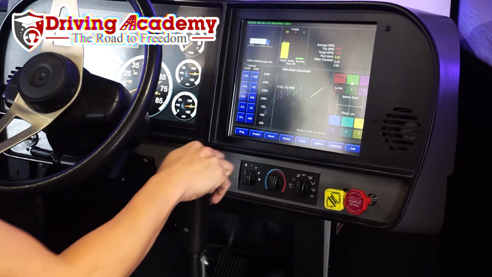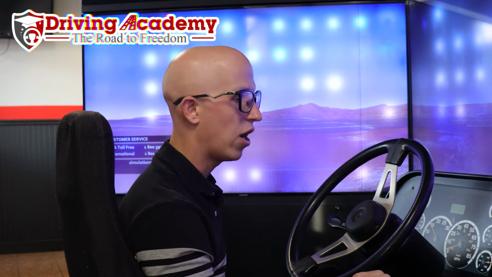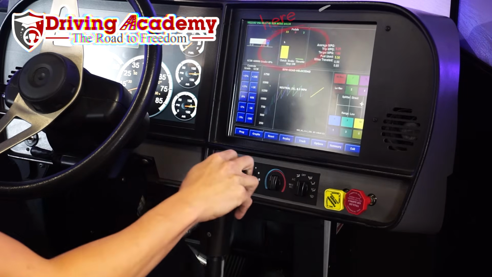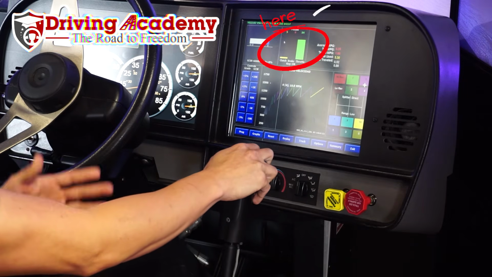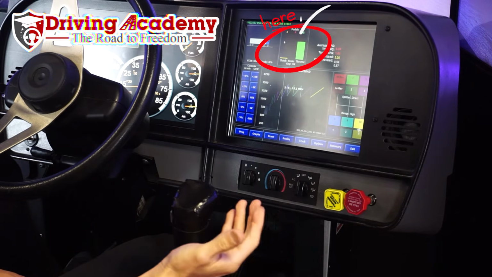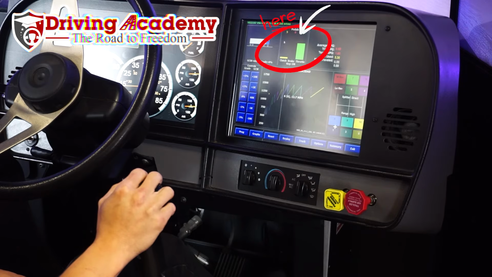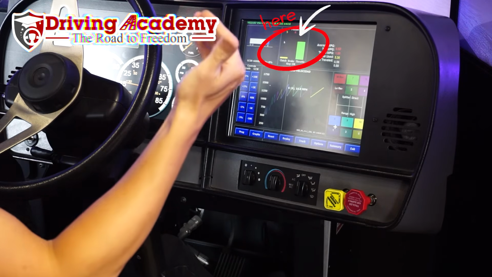So the main thing you do have to understand is that when you're dealing with non-synchronized transmissions, the RPMs are what's going to teach you how and when to shift. So when you're shifting up, you're using two clutches, right? So clutch, clutch, gas. And when you're shifting down, it's clutch, gas, clutch. So I'm working my way up. Now I'm going to 6th gear, giving the gas up to 1600 RPMs.